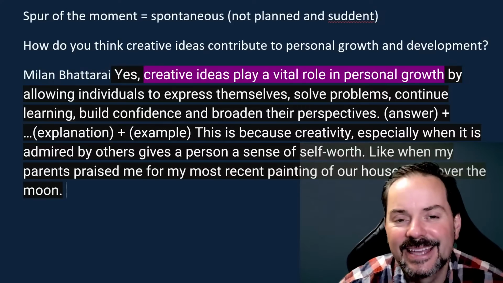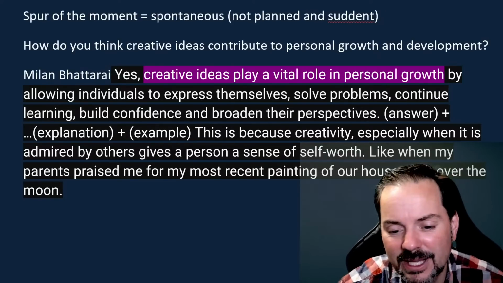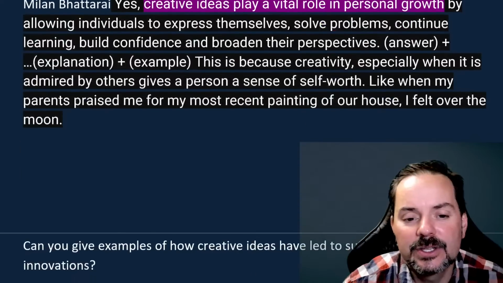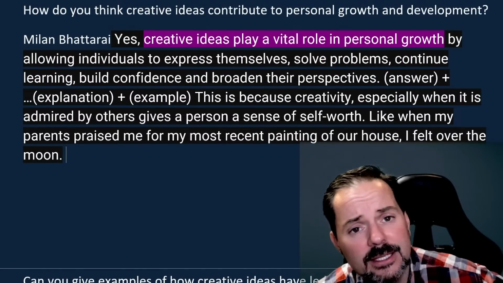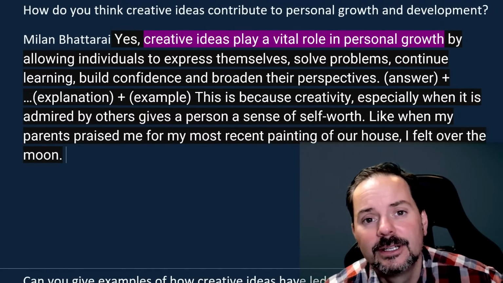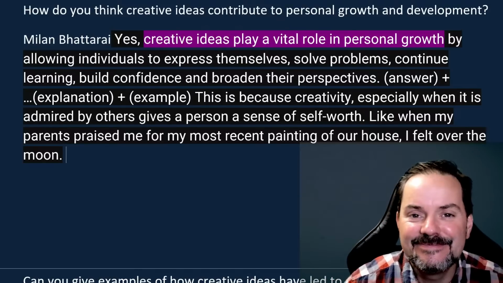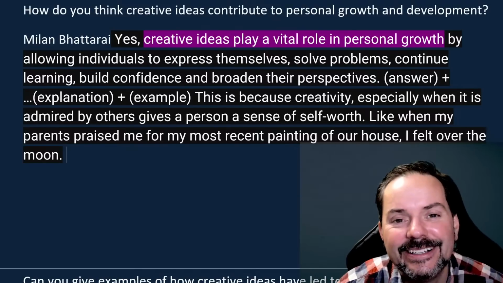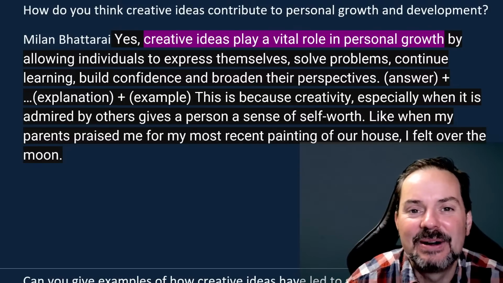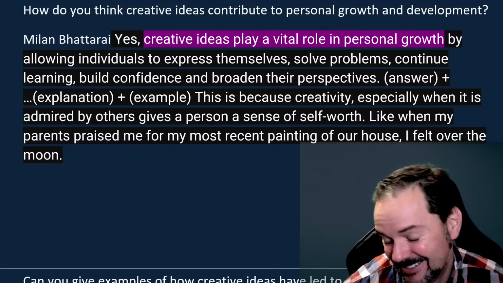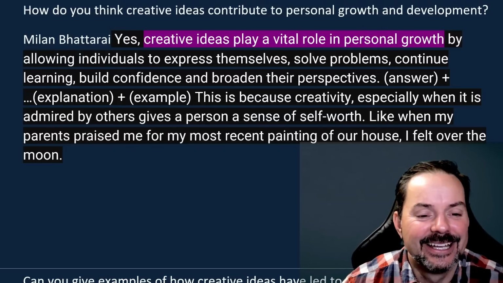I know a lot of people like that idiom, so I will show you a good place where you could use it in this context. So you feel great, like your parents are like, wow, that's a really good painting of our house. Oh, thanks, Mom. Thanks, Dad. I feel so good. Expressing my creativity sure was a good idea to build my confidence, right? I mean, that's really it, right?